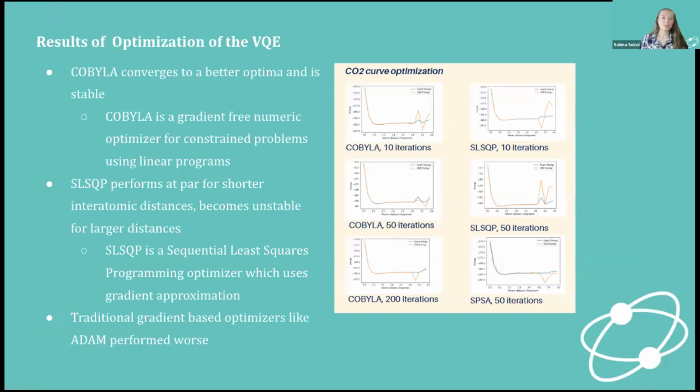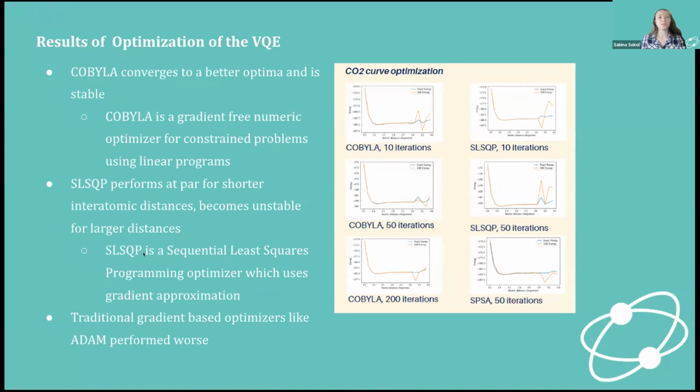And to improve our VQE, we tried out a few different optimizers, such as stochastic gradient descent, constrained optimization by linear approximation, or COBYLA, and the sequential least squares programming optimizer, or SLSQP. Of the optimizers we tried, COBYLA consistently converged to a good optimum, and it was quite stable. COBYLA is a gradient-free optimizer, which iteratively approximates the function with linear programs. And SLSQP, the second best optimizer, also attempts to optimize the function, but it uses the gradient.